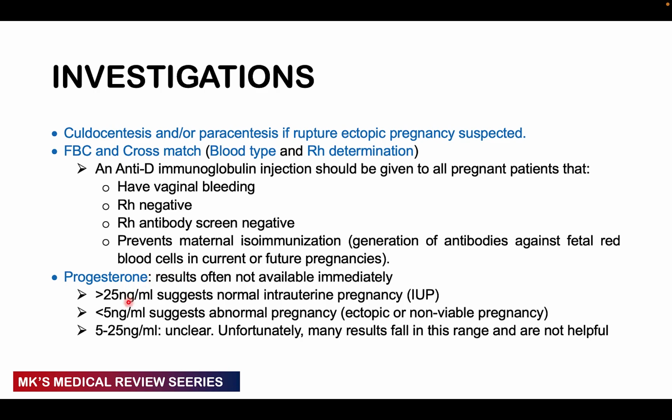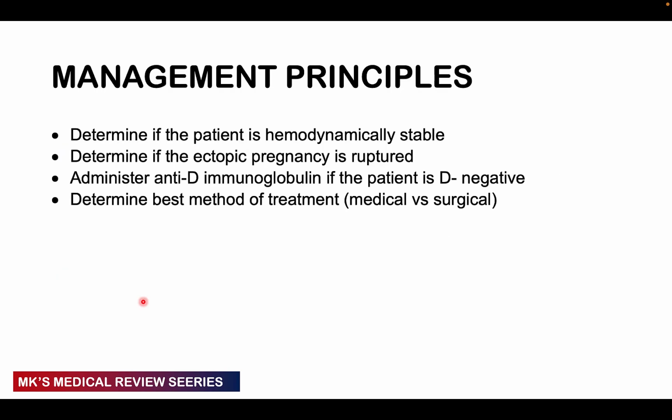Levels that are greater than 25 nanograms per mL are suggestive of a normal intrauterine pregnancy. Those that are less than 5 nanograms per mL are suggestive of an abnormal pregnancy. So this may either be an ectopic or a non-viable pregnancy. Then those that are between 5 to 25 nanograms per mL are unclear, and unfortunately many results are going to be falling in this range of 5 to 25, and of course this is not really so helpful.